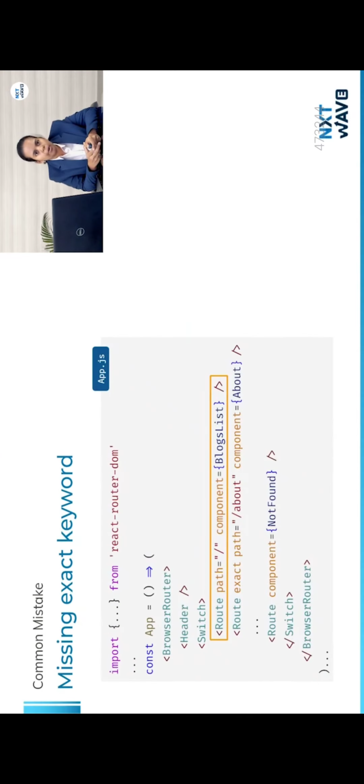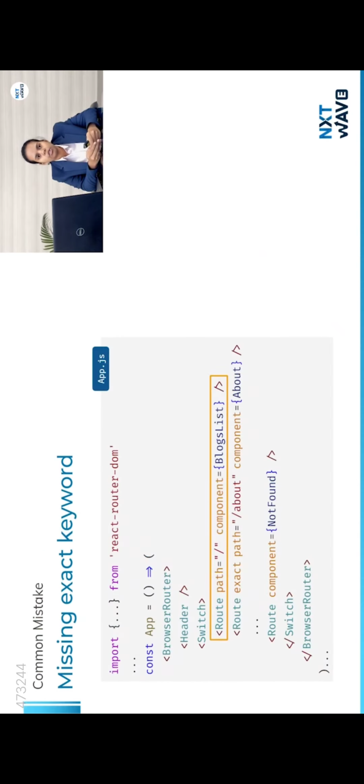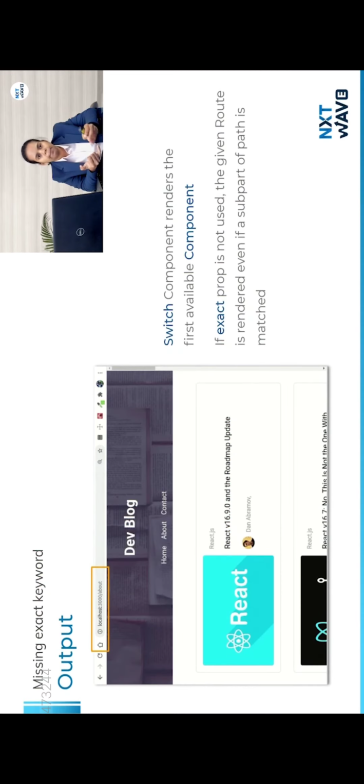So while defining the route component, if you miss the exact, what will happen? Let's understand about that. So here you can see, the switch component will render the first available component. Okay, so if you don't write exact, then the route will render even if a sub path of a path matches. There you can see, right? So if you try to move to /about, in /about, the / is matched with the path equal to /, right? So the path equal to / is being matched, and the switch component will render the first match, which is blogs list.